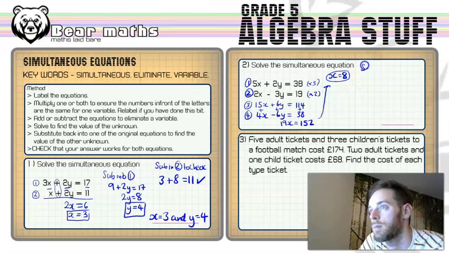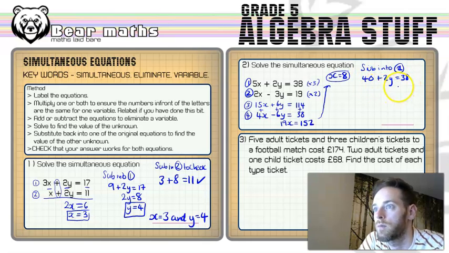Let's just substitute in, and it doesn't matter which equation you substitute into. Let's put it into equation 2, because that looks a bit nicer. Well, it's got a negative there, but it doesn't really matter which one we do. So let's put it into equation 1 because it's all positive there. So 5 multiplied by 8 is 40, and 40 plus 2y is equal to 38. Take away the 40 from both sides, it leaves us with minus 2. 2y is equal to minus 2, therefore y is equal to minus 1.